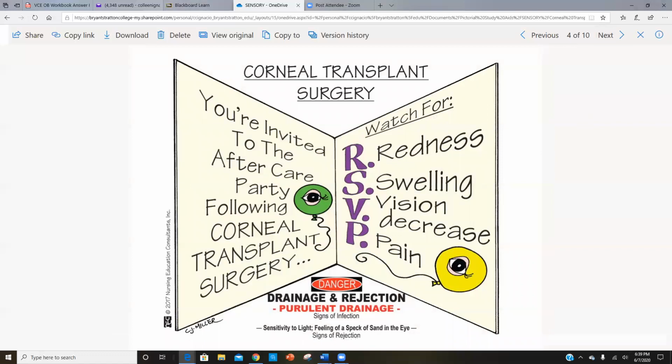So let's talk a little bit about corneal transplants. This picture talks about corneal transplants. A patient that may need a corneal transplant may have several eye problems. They could have corneal scarring because of an injury or because of infection. They may have corneal ulcers or sores.